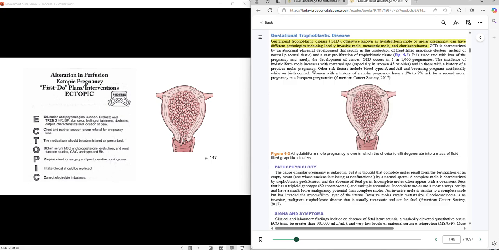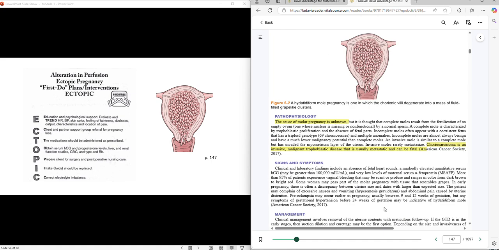Okay, the pathophysiology, this paragraph is a wink and lollipop. Okay, the cause is unknown. Okay, there is no reason that's been found that this happens. Choriocarcinoma is imminent, and it can be fatal. So it's invasive cancer that happens after or with this molar pregnancy.